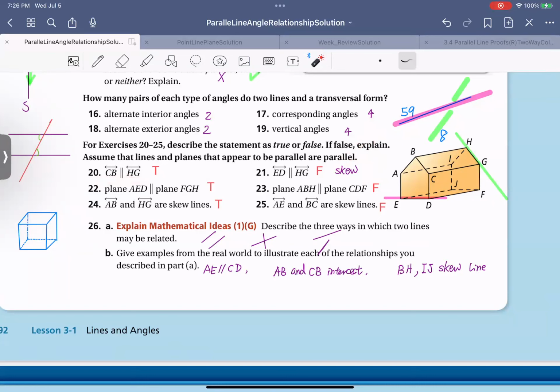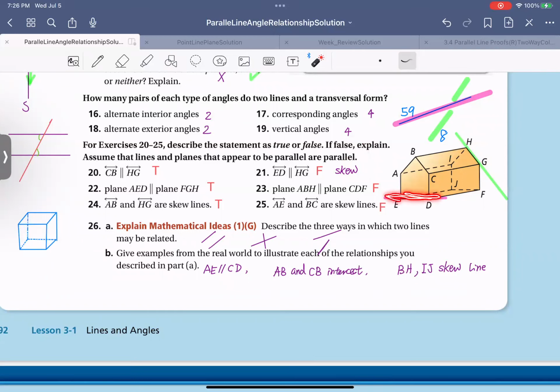CB and HG, CB and HG. So this is parallel. That's true. This is called a true-false question. And if they say ED, ED is here. ED is this line. And HG, HG is this. Some people say, well, these two lines are going to cross. No, you need to look at this 3D.